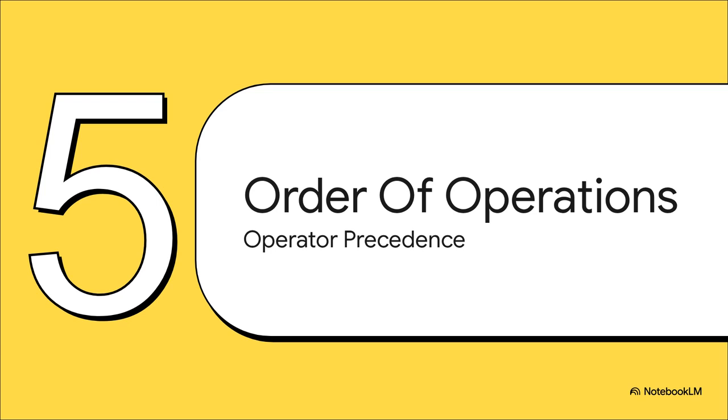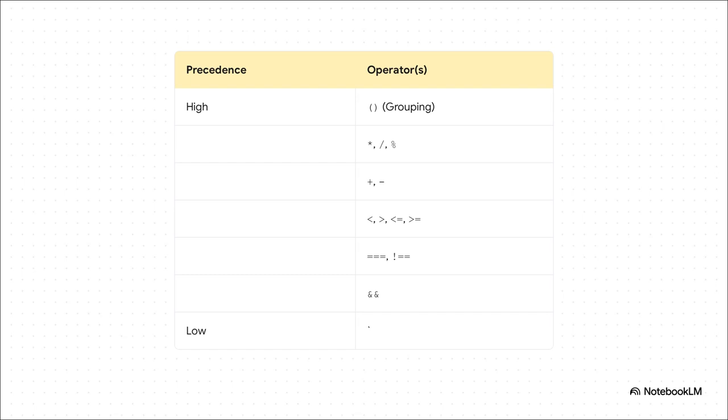So we have all these amazing operators. But what happens when you mix them all up in one line of code? Which one gets to go first? It's not a free-for-all. Just like PEMDAS in math, JavaScript has a rulebook for this. It's called operator precedence. Here's a quick peek at that rulebook.